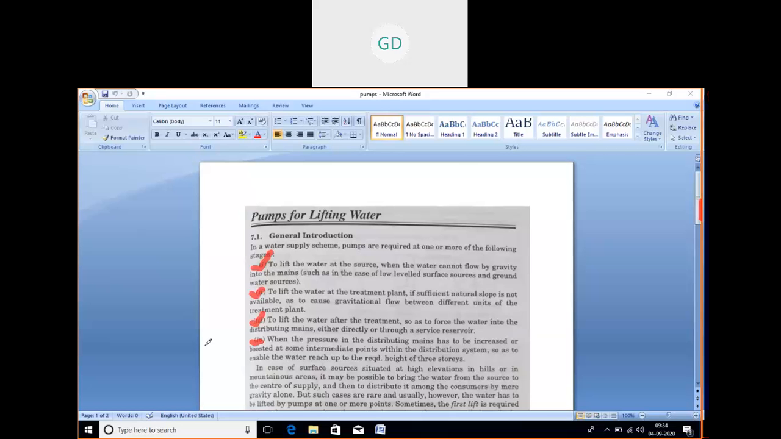In that case, in order for the water to reach the seventh floor, sixth floor, fifth floor, pumps are required. These things you already know, I guess. But I'm just explaining. So these four are the requirements of pumps, when pumps are generally used. These 4 points you can take a screenshot and you can write it down in your copy later.